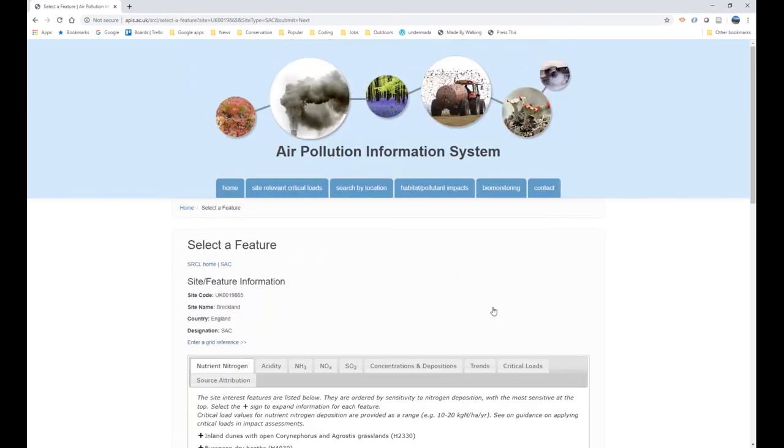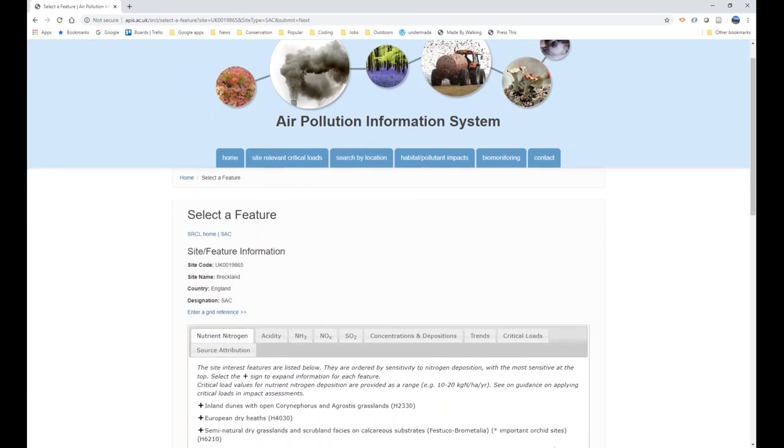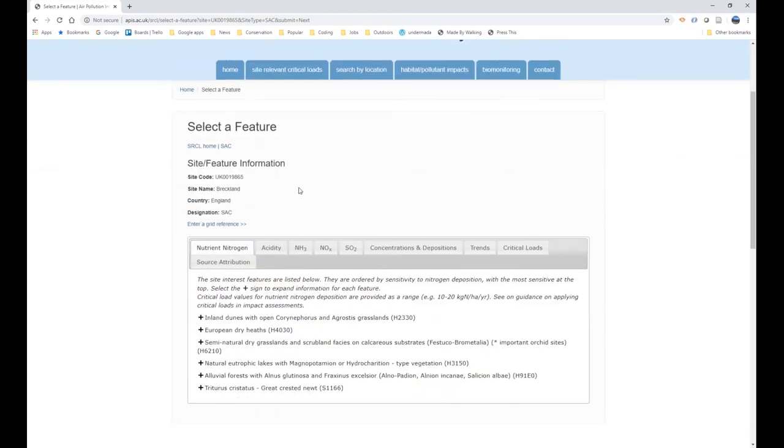For every protected site in the UK at the moment, and we're talking to the Republic of Ireland about trying to get this added on. Can everybody see it and hear it? Okay. Yeah. There is a wealth of information available, and we've done a lot of work.